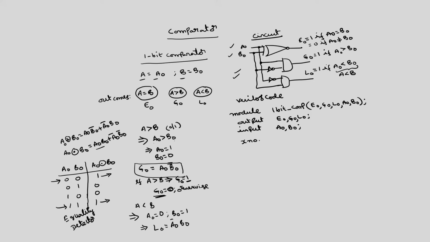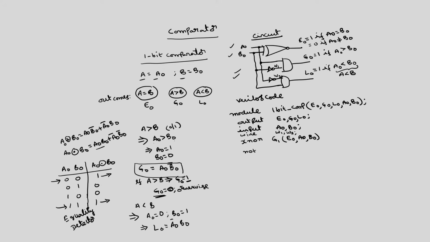XNOR, I give the name as gate 1, output is E0, input is A0, B0. And you have to define 2 wires also. You call these as W1, W2. Wire W1 comma W2.